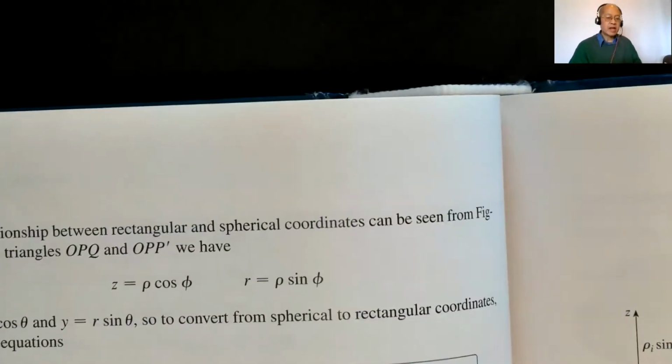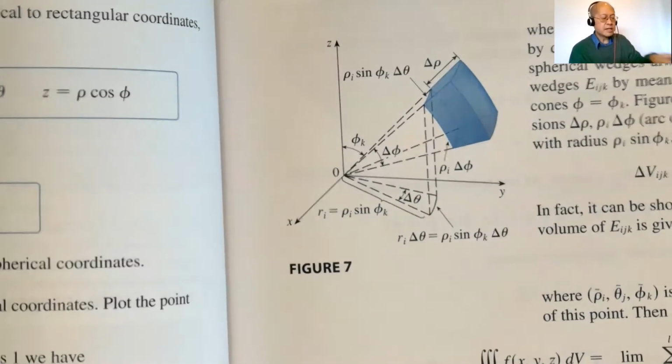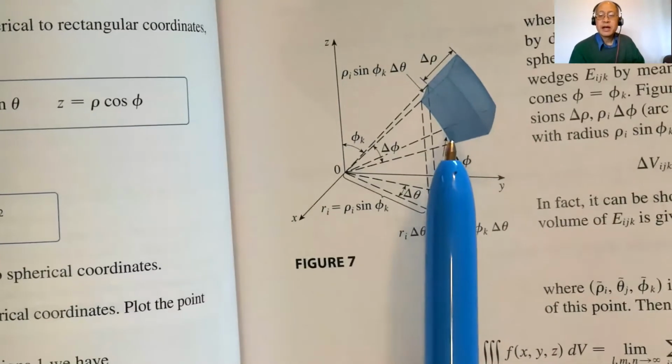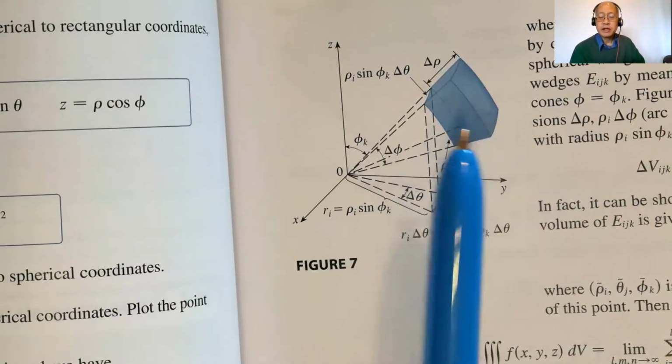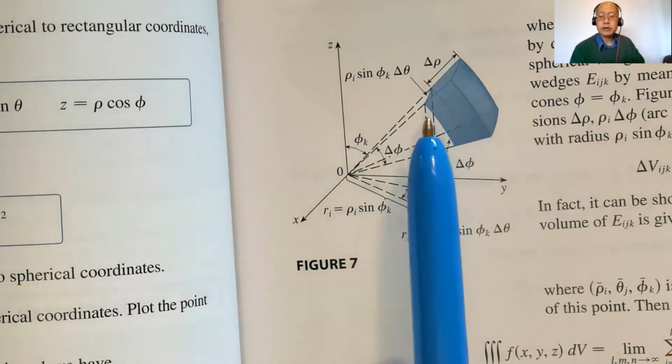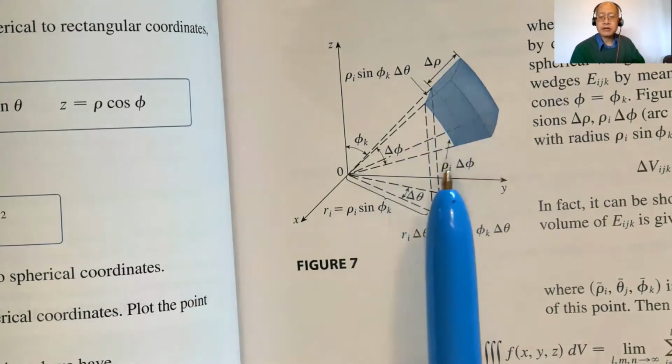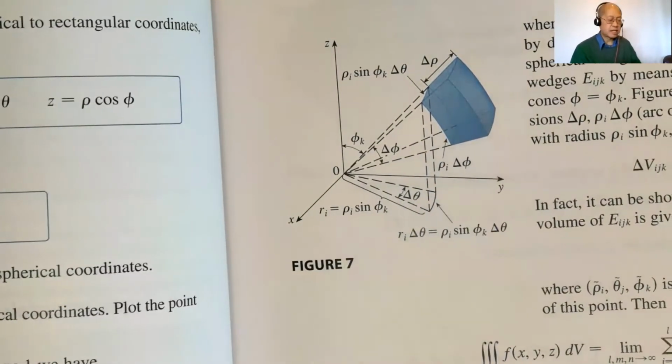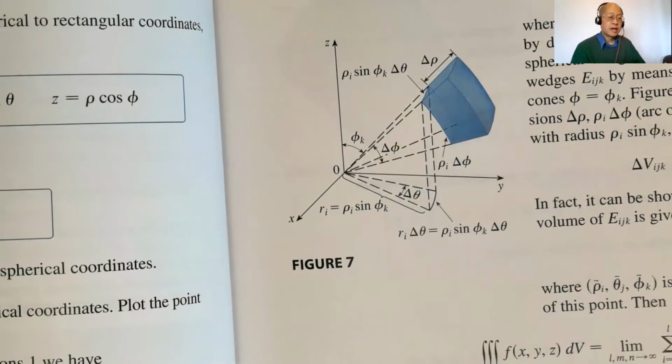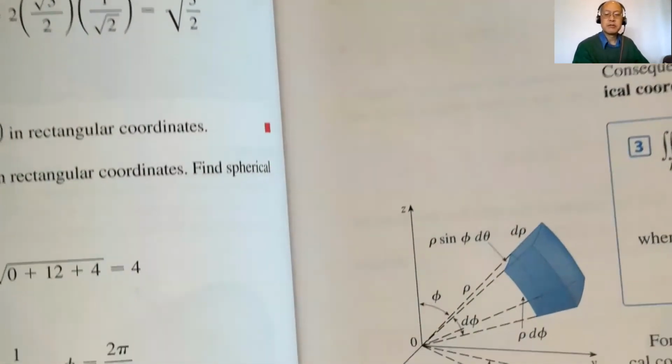Okay, and then evaluating integrals on page 1047. Here's a typical slice or a wedge. Again, it doesn't look like a cube, but the smaller delta rho, delta theta, and delta phi are, the better the approximation gets. Okay, and this is the picture that I want to show you mostly here, figure 8.